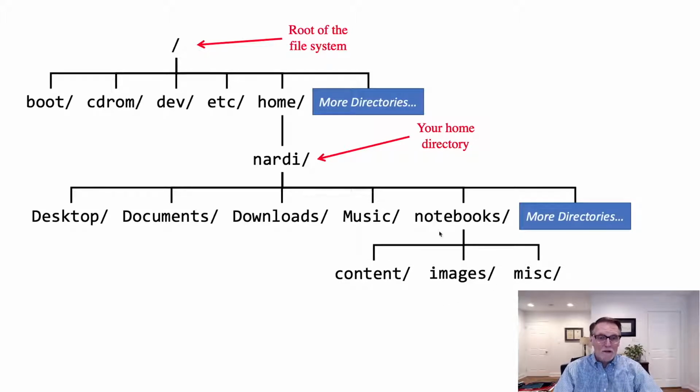You may notice down here I included one more layer. So inside my notebooks subdirectory, there are three more subdirectories, one called content, one called images, and one called miscellaneous. So this is the hierarchical nature of the structure, and what we want to explore next are some command line tools to move up and down this tree and find our way around the file system. Let's look at that.